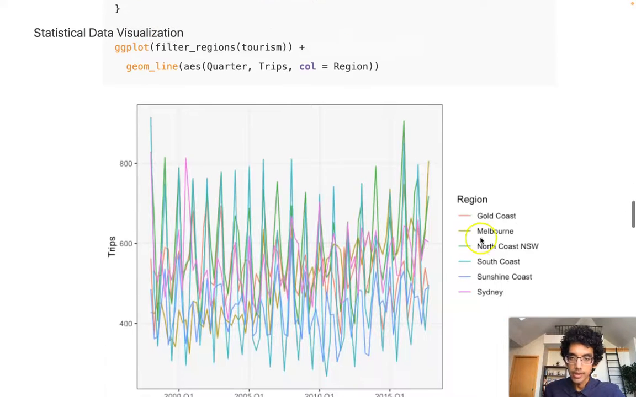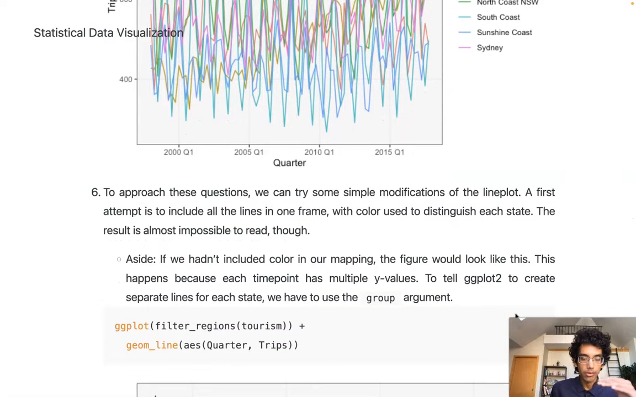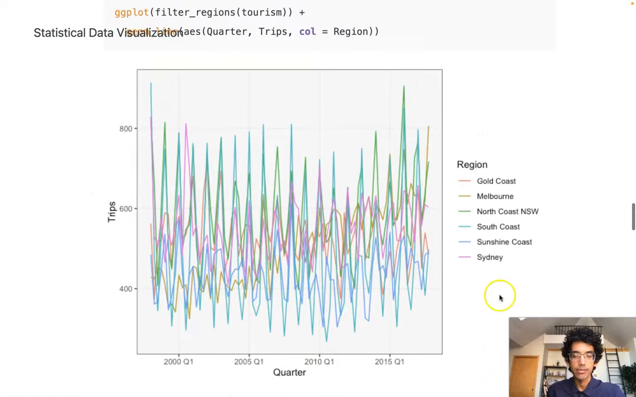Okay, and then if you just encoded the region by color, you get something like this, which is essentially unreadable, right? So before talking about how to actually fix up this plot, I wanted to highlight that there's one kind of common problem that you might encounter whenever you try to visualize multiple time series together.